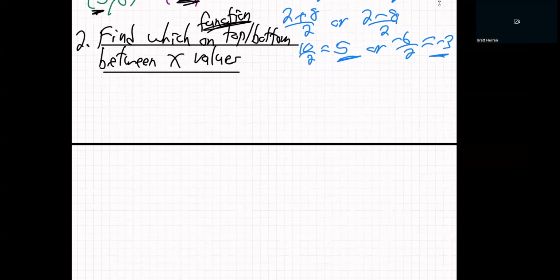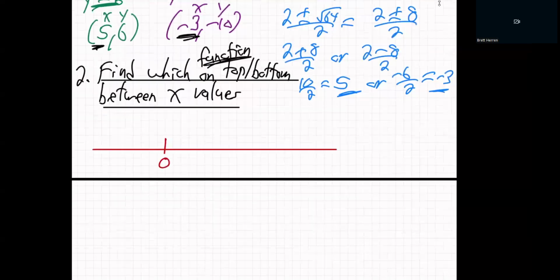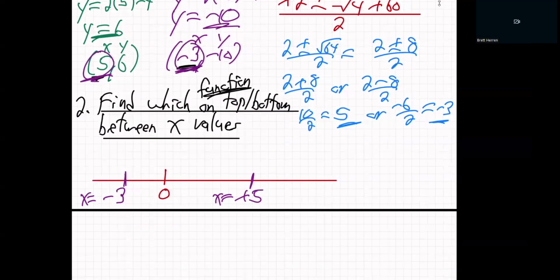So let's do a little graph thing here. We're going on a graph. If I say this is 0, we're going from -3 all the way to +5, right? -3, +5. Those are the x values. X is -3, x is +5. The two x values where the graphs intersect. And the question is, which function's on the top or the bottom in that region?